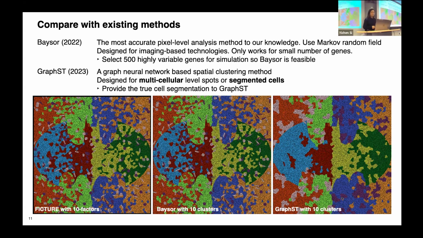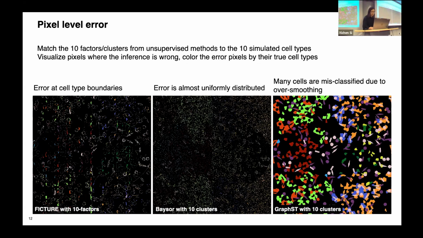Visually, we are pretty similar and achieve a similar level of accuracy, and GraphST tends to overcluster. It may be clearer if we look at the pixel level errors. Here we only visualize the pixels if the cell type assignment is wrong. On the left, FICTURE's errors are mostly at the boundaries between cell types. That's understandable. The other method's errors are more uniformly distributed, and GraphST tends to misassign many cells because of over smoothing.